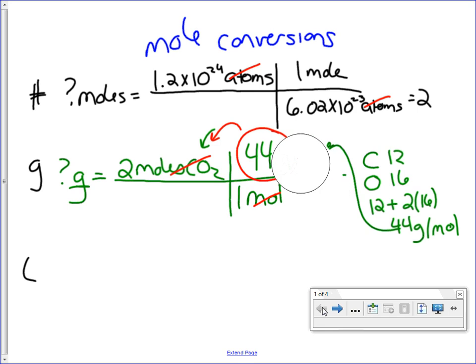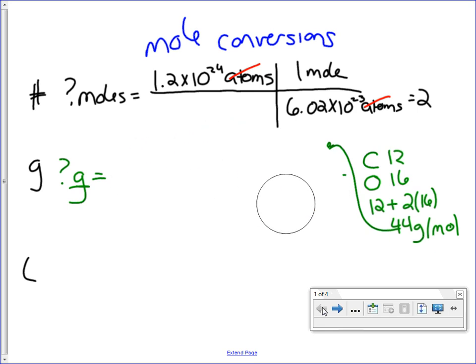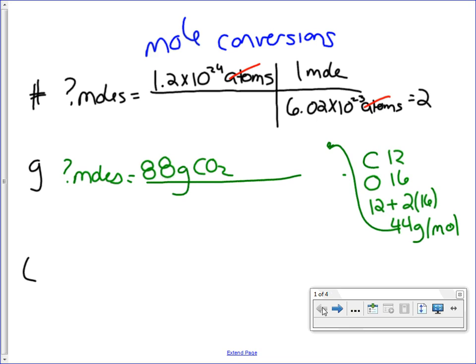If I'm going from grams to moles, I'm saying how many moles are in 88 grams of carbon dioxide. I already know that carbon dioxide weighs 44 grams, and I put the grams on the bottom now because I want grams to cancel. So grams on the top, grams on the bottom, those go away, and I know that's 1 mole. So when I divide that out, I get that this is 2 moles.